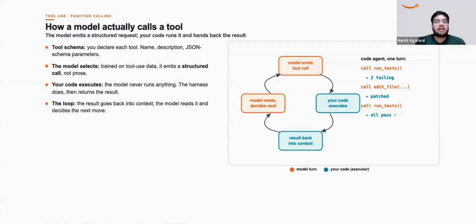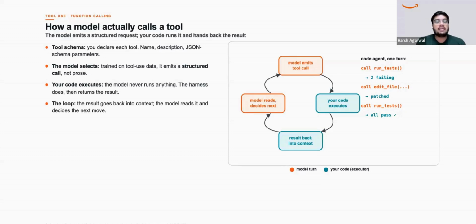The second one is that the model needs to select these tools. And for this, it has been trained on tons of tool use data. And so instead of writing prose, it emits a structured call. Basically, it just says call run test with these arguments. And it's not running anything, it's just asking.